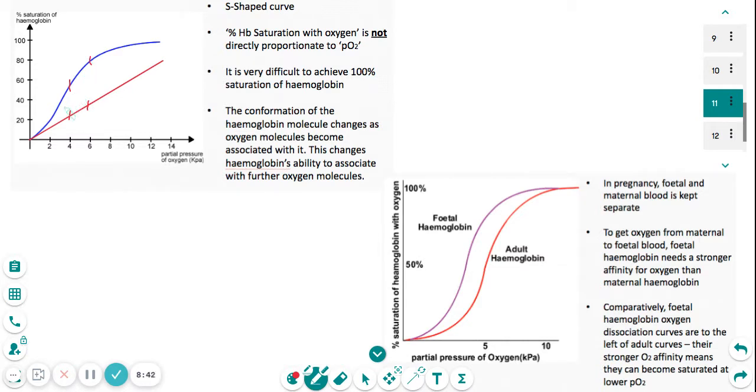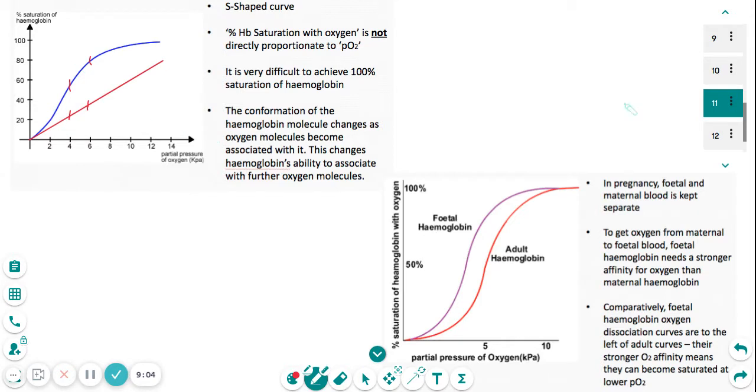So as long as you provide the hemoglobin with a good level of oxygen, it seems to be able to associate with as much of it as possible. So it makes it very efficient as long as you provide an environment where there's a high partial pressure. It's going to be able to do its job really well.